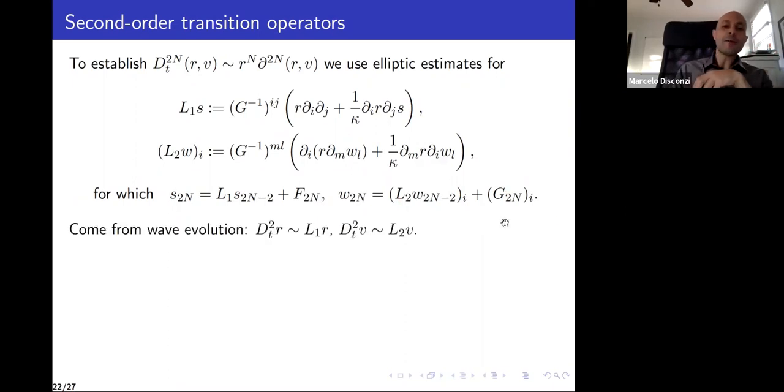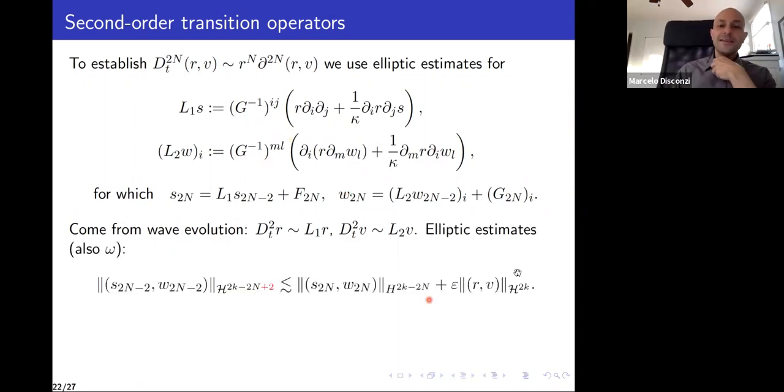Now, these operators, they come from the wave evolution. Before, I told you the wave evolution was material derivative squared minus r times the Laplacian, but I was lying a little bit. It's not exactly the Laplacian, it's something more complicated. It looks like a Laplacian, but is actually given by these operators L1 and L2. Those are the operators that appear in our wave evolution. So that's where these operators L1 and L2 come from. And then we can prove some elliptic estimates for these guys.